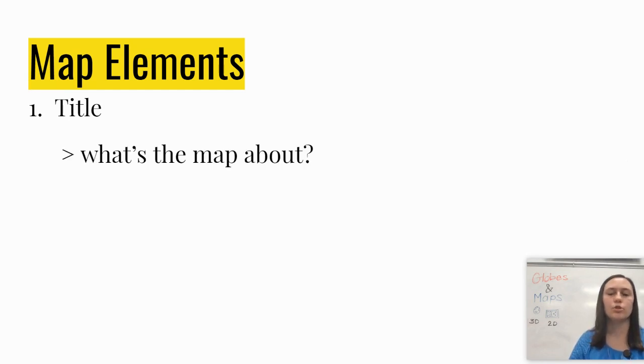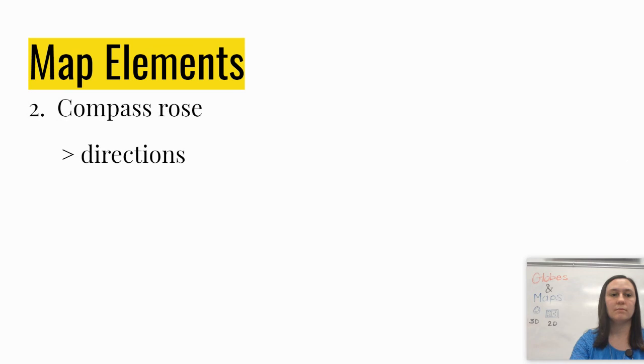So title, it's going to answer the question, what's the map about? It's just like the title of a book or anything. You just got to have a title. Like you probably in Miss Combs' room for math, if you make your own graph, she says put a title on it. So it's just what's the map about? So if I had a map of Kentucky, my title might be Kentucky. It doesn't get much more complicated than that.